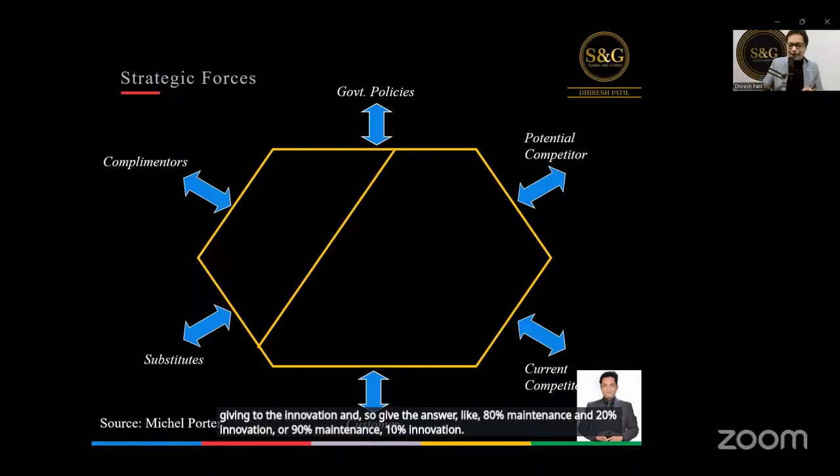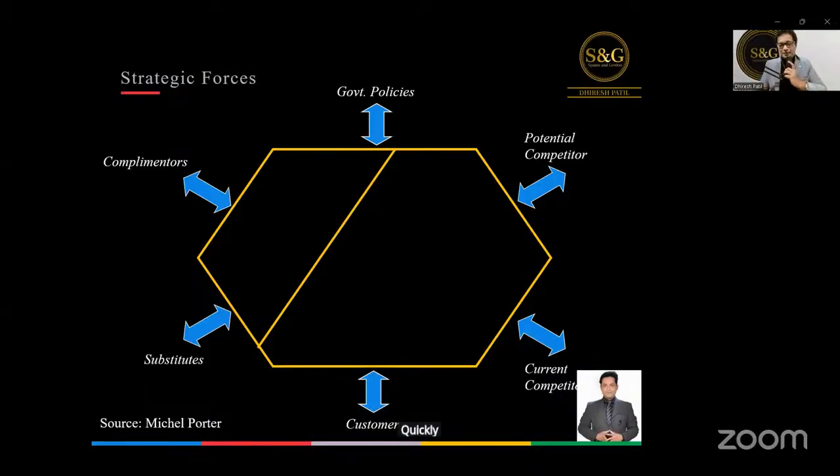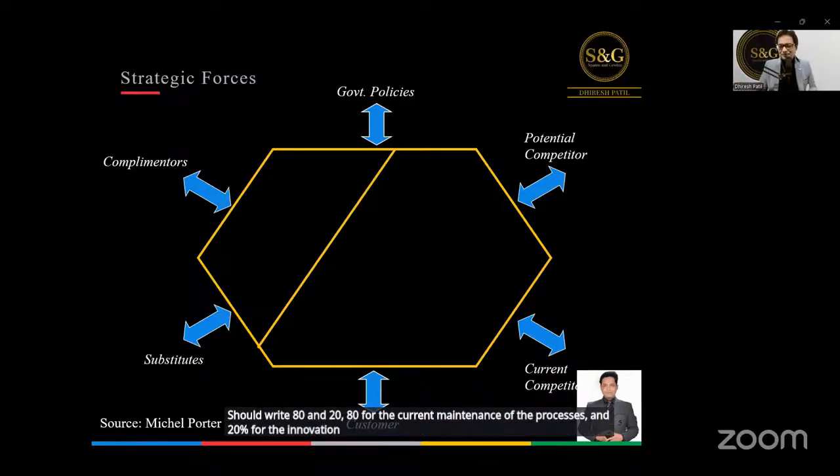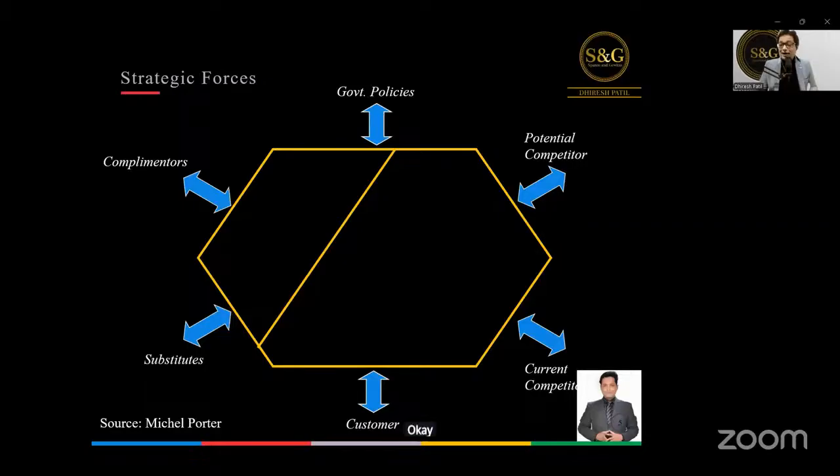Can you just type in the chat box quickly? Tusharji is saying 5%. Okay, type in the chat box, everybody. Okay, so write 100 and 0. Okay, 90 and 10, very good. So write 80 and 20. 80 for the current maintenance of the processes and 20% for the innovation. Okay, no problem. 100% maintenance, 0% innovation. Okay, that's very honest. That's very honest.